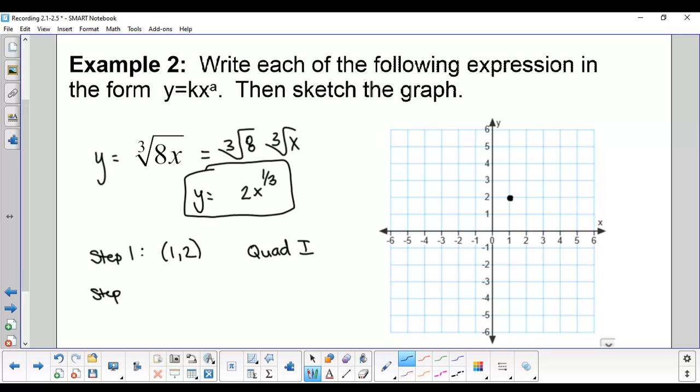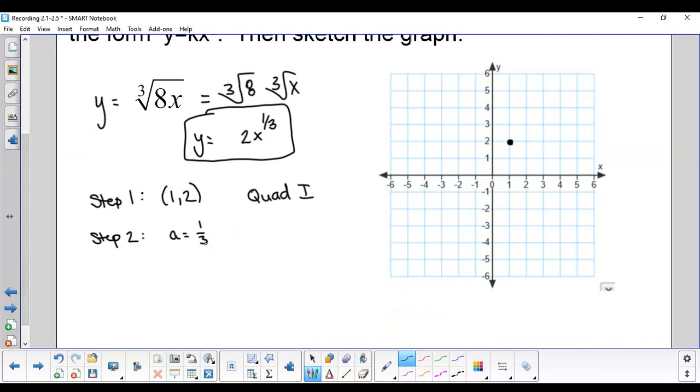Step 2, it's time to analyze the exponent. In this case, our a value or exponent is going to be 1/3. The first thing I check for is: is this function odd, even, or undefined? Because the denominator is an odd number, it is not undefined. Next, I check the numerator. Because it is odd, I know this is an odd function. Therefore, it will also exist in quadrant 3. Remember, odd functions have rotational symmetry, so they will exist in diagonal quadrants.